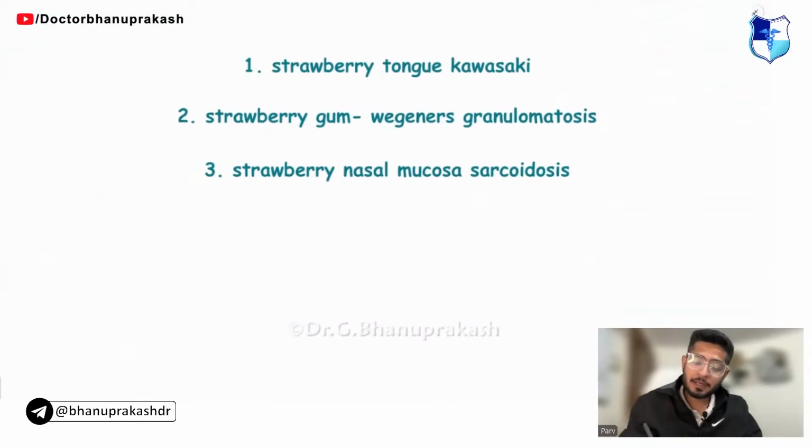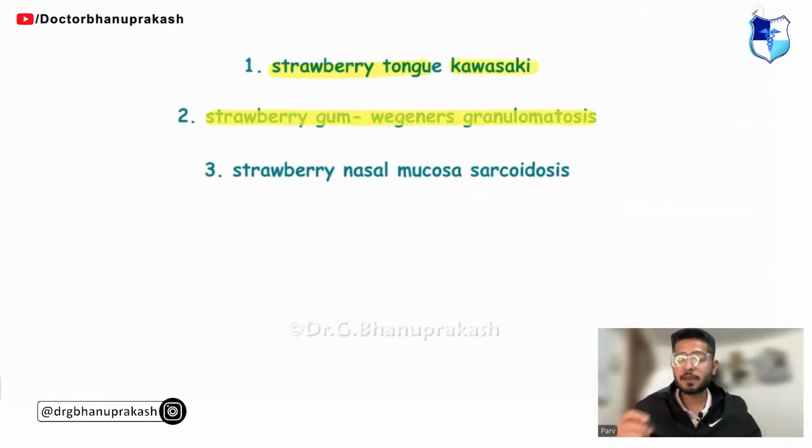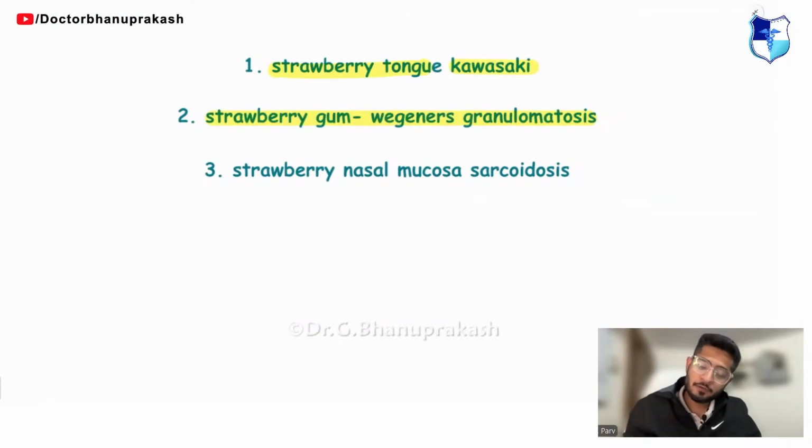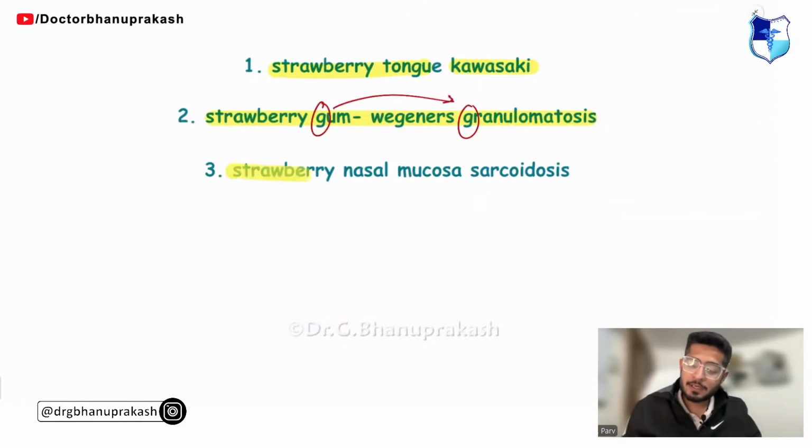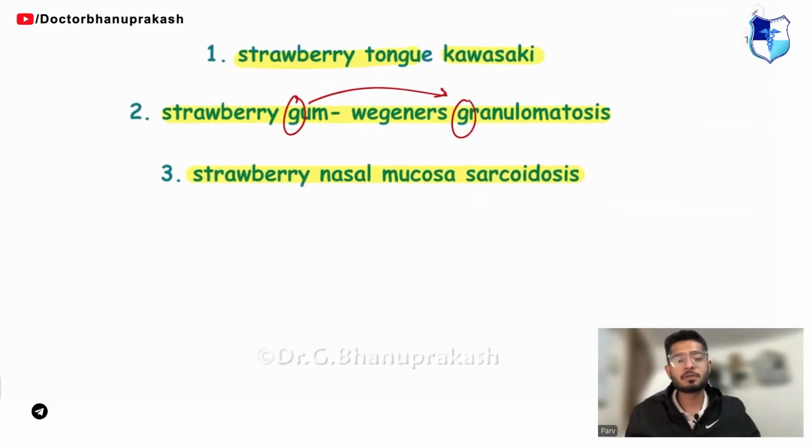Strawberry tongue, everybody knows. Scarlet fever, all my dear students know. Strawberry gum is seen in granulomatosis with polyangiitis, so G for gum and G for granulomatosis. Strawberry nasal mucosa is seen in sarcoidosis.